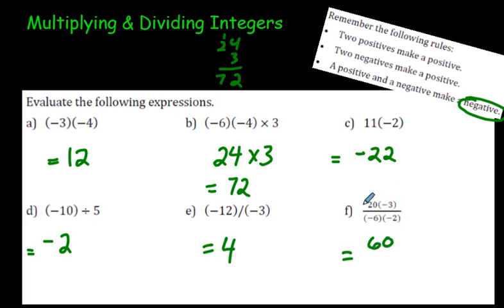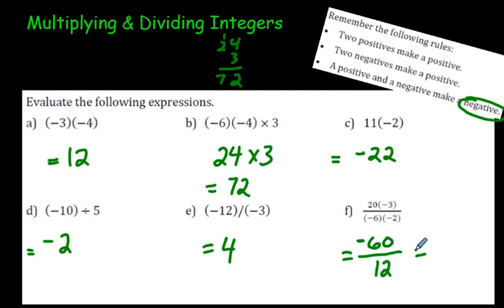But remember, a positive times a negative, when the signs are different, we get a negative answer. So there's a negative 60 on top. On the bottom, the signs are the same, so we're going to get a positive answer, and it's going to be 12, because 6 times 2 is 12.